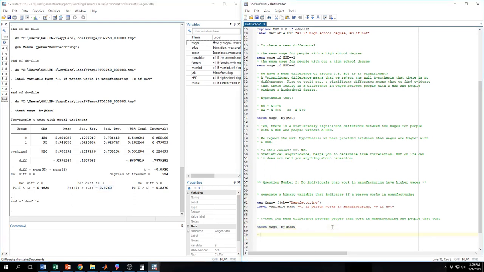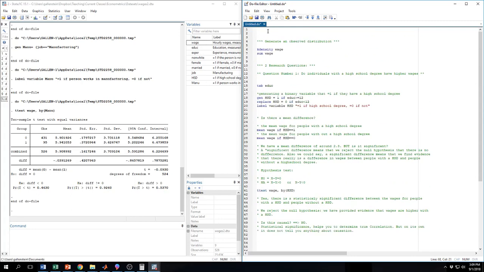So let's make a note of that. We fail to reject the null. We conclude that we do not have evidence to suggest that people that work in manufacturing have higher wages. Okay, so there we go. That's how we do it. This is a super valuable technique in practice.